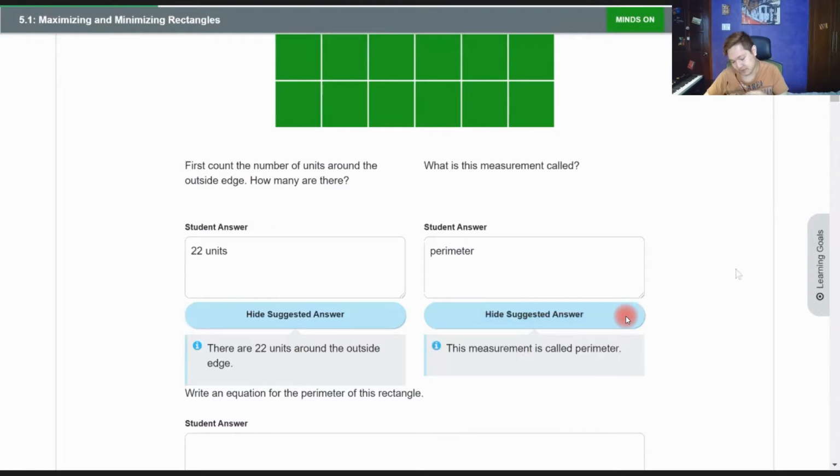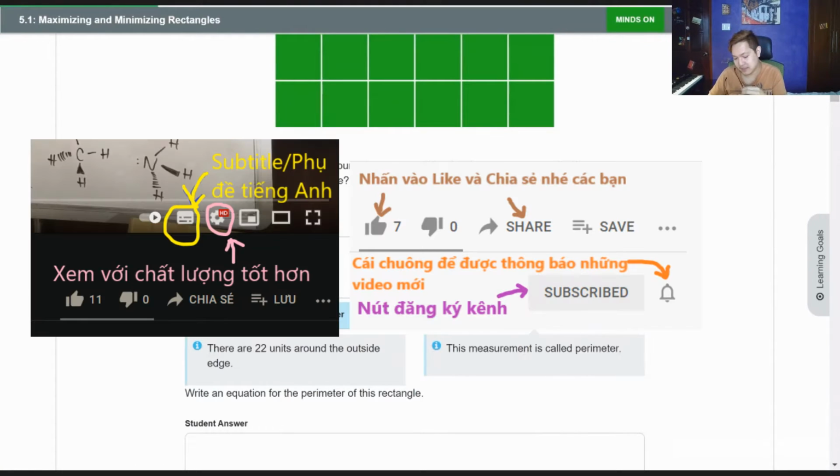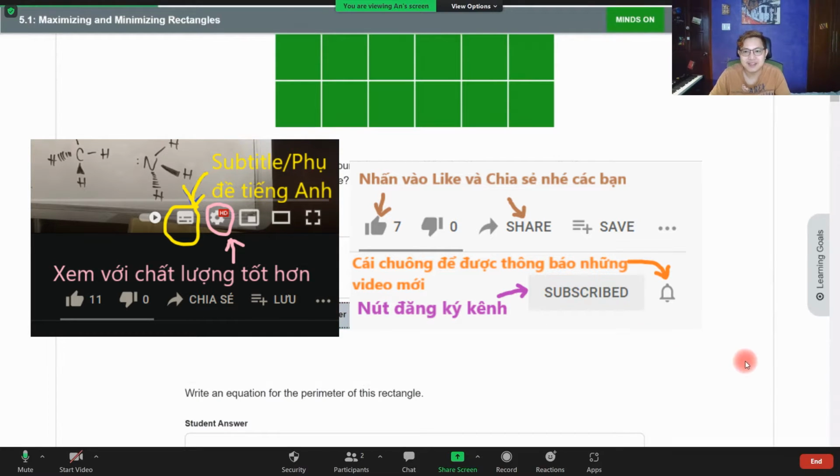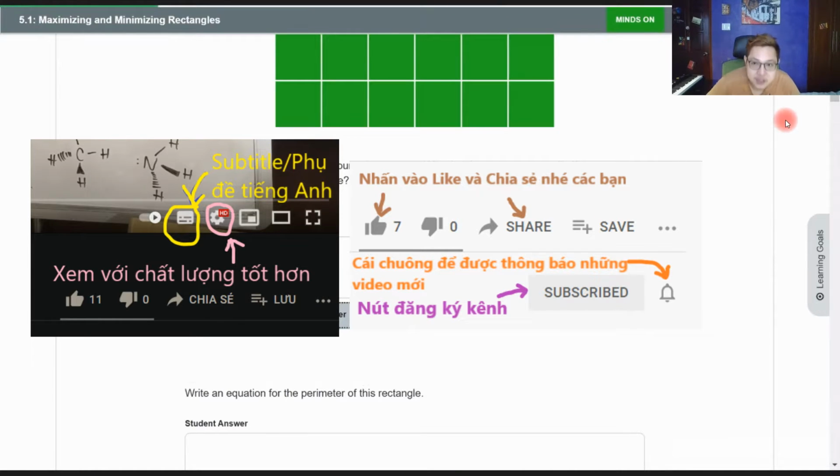Hello there and welcome to another one-on-one math lesson. Here I and Mr. N are working on a new chapter now. I think it's called Maximizing and Minimizing Rectangles. Alright, so rectangles and squares, maximizing and minimizing them.